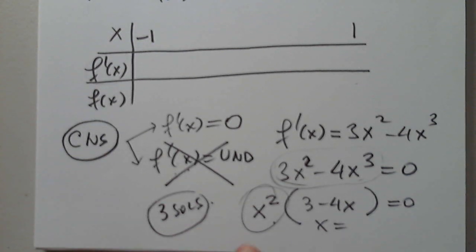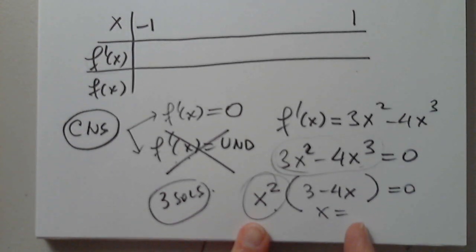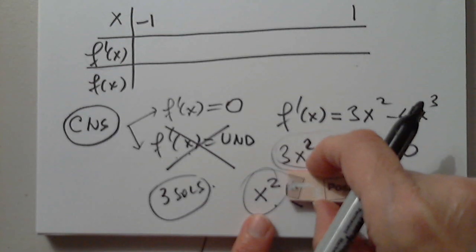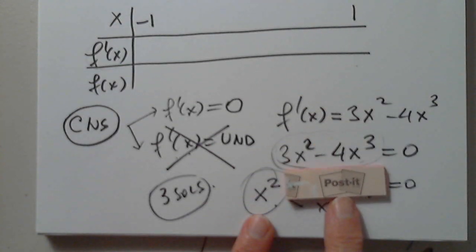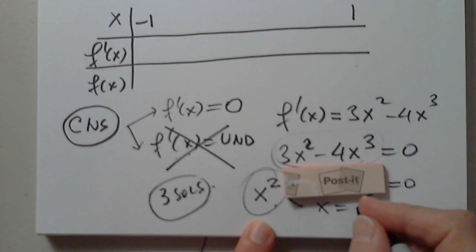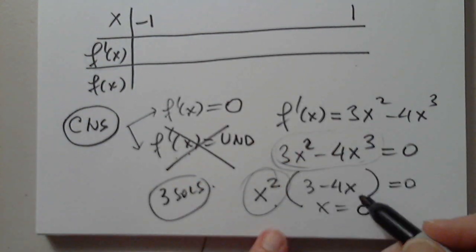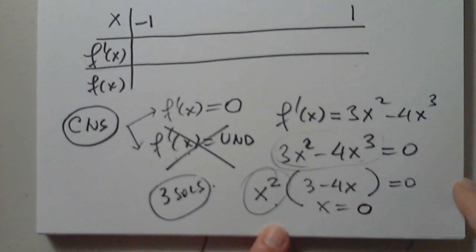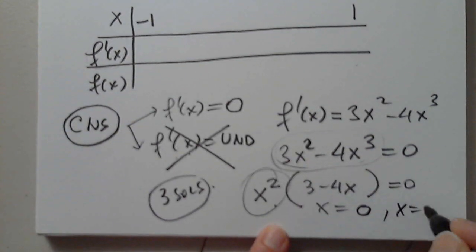x equals 0. Yes, 2 of them. Good. And the other one is 3 minus 4x. I move 3 to the other side, and it's x equals 3/4.